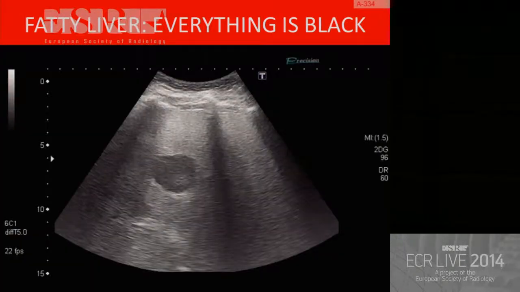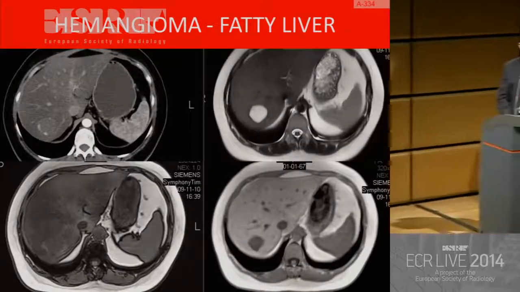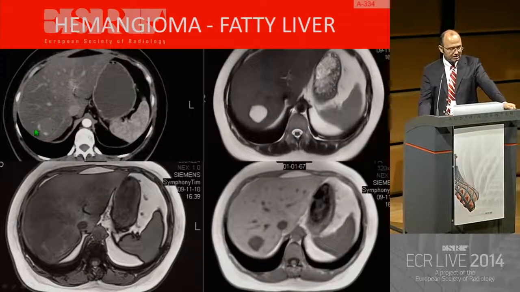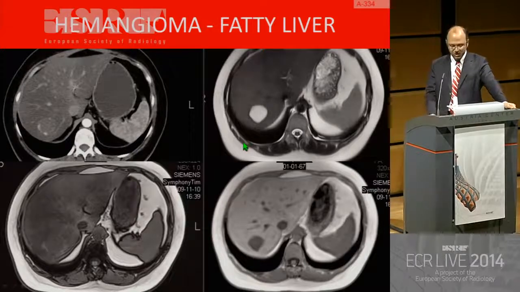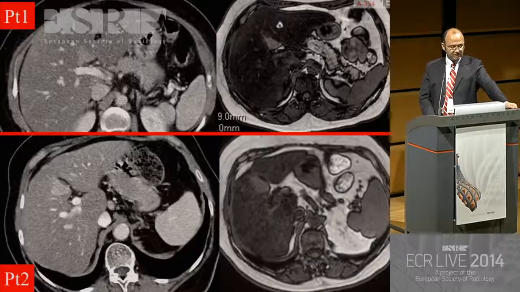Okay, so this is a hemangioma. It appears dark on ultrasound. If you see such a lesion, the next step should be MR, not CT, because you can better characterize these kinds of lesions with MRI. Because look at the CT, you see the peripheral nodular enhancement, but it's so bright on MR. So it is so typical for these kinds of hemangiomas in a fatty liver.